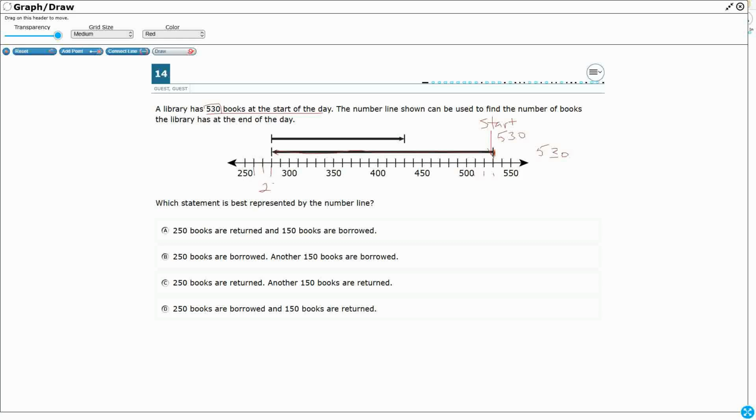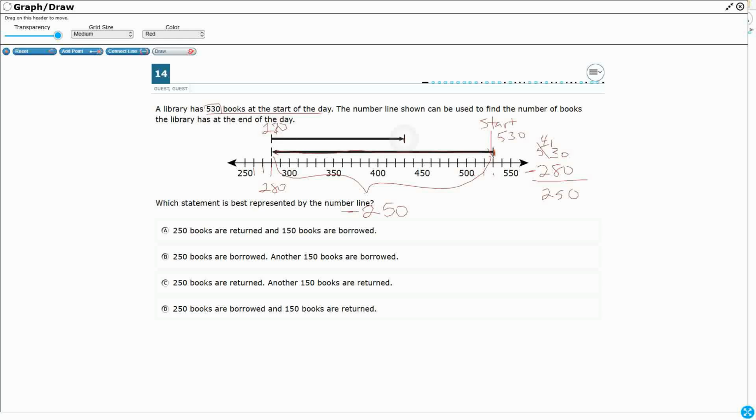This is to 280. Okay, so I want to see what the difference is. Let's get down to 280. I've got a jump right here. I'm going to say it's minus 250. And then we get down to 280. Now, once we get to 280, we're still at 280. Look.